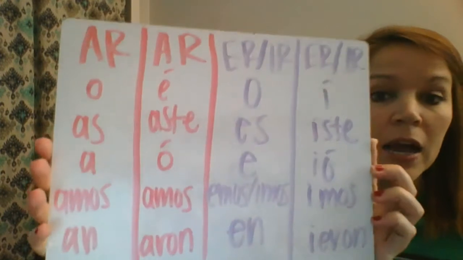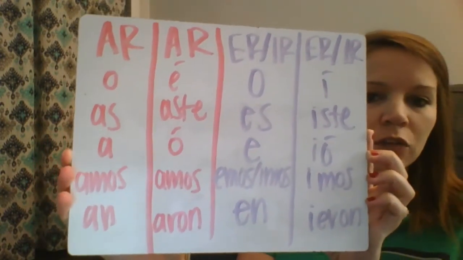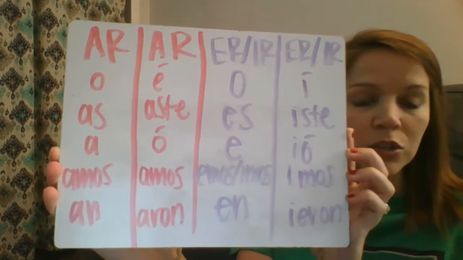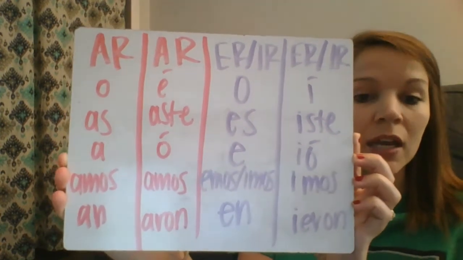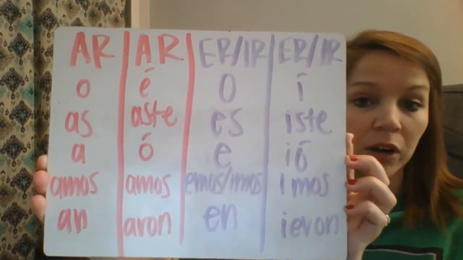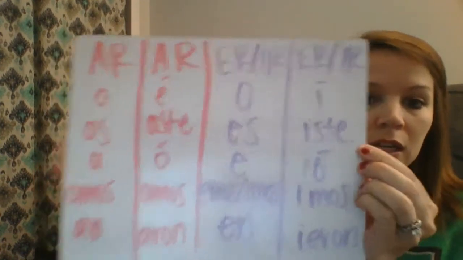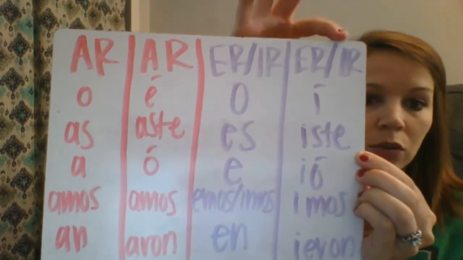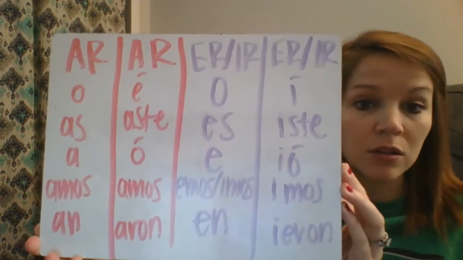Hopefully we can sort of see here. Awesome. So if you look at the AR side, we should hopefully know o, as, a, amos, an. We should hopefully know the ER side, IR side of o, es, e, emos, en. Where sometimes we get tripped up is the preterite side. But if you look from the second column here to the fourth column here, you should see some similarities from one to the other.